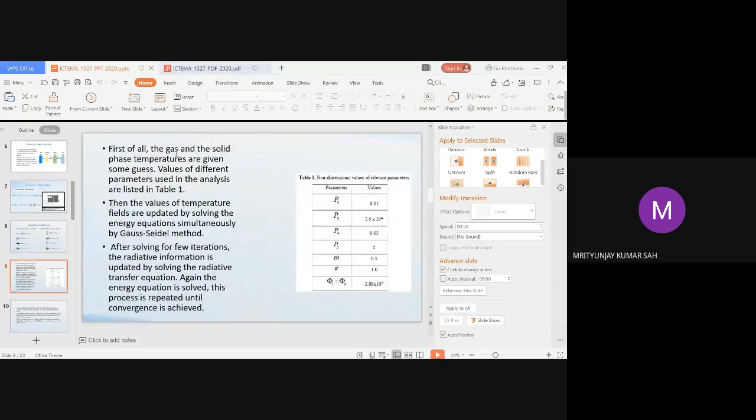First of all, the gas and the solid temperatures are given some guess, and the values of different parameters used in the analysis are listed in Table 1. Then the temperature field is updated by solving the energy equations simultaneously by the Gauss-Seidel method. After solving for a few iterations, the radiative information is updated by solving the radiative transfer equation. Again the energy equation is solved. This process is repeated until convergence is reached.